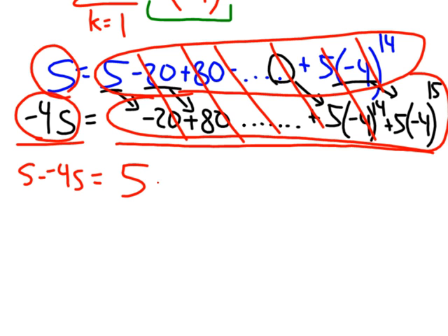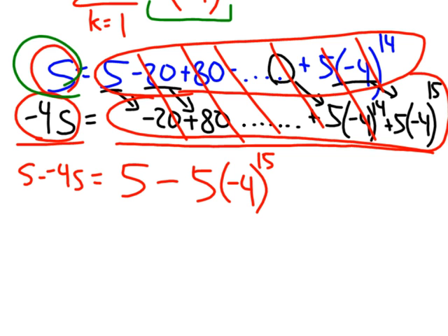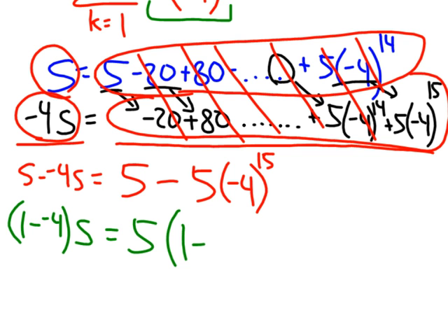And this time I'll get 5 minus. I think in the last example I had done something equivalent to the bottom row minus the top row. But again, don't really worry about it as long as you're consistent. What you don't want to do is top minus bottom over here and then bottom minus top over here. That would not be good. All right, so on the left side, factor out the s, and I've got 1 minus -4 here. And then here I'll go ahead and factor out a 5, and I'll get 1 minus negative 4 to the 15th power.